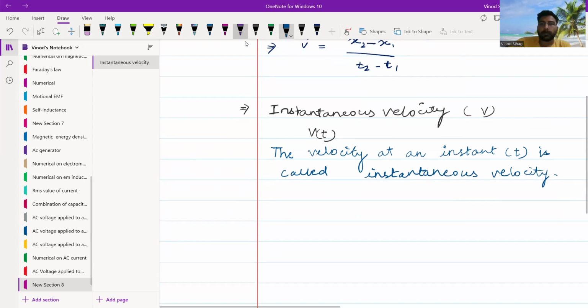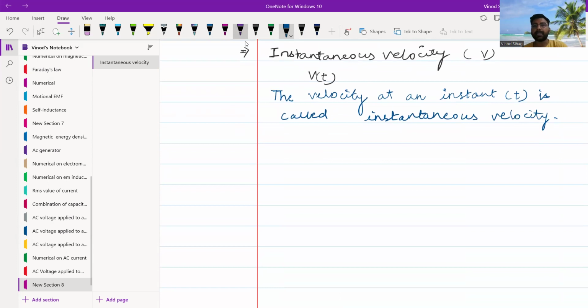Mathematically, it is given as v equals limit of delta t tends to 0, delta x divided by delta t. That means here the limit of time interval delta t is going to be 0.